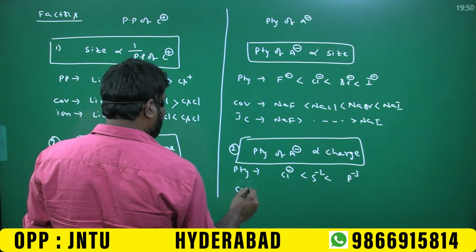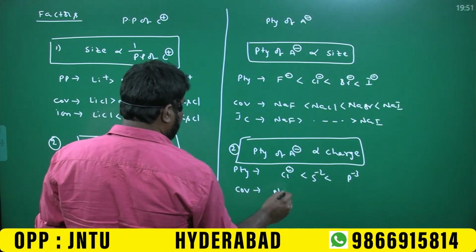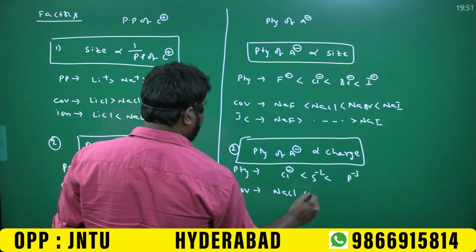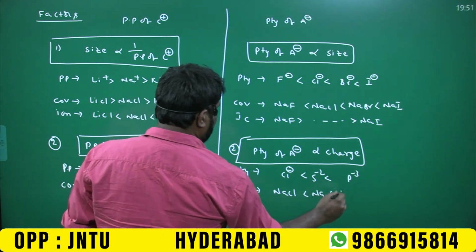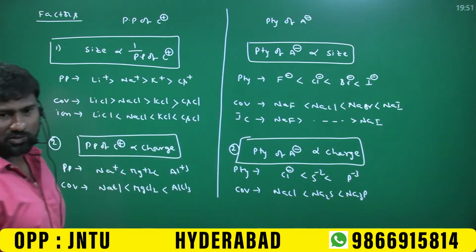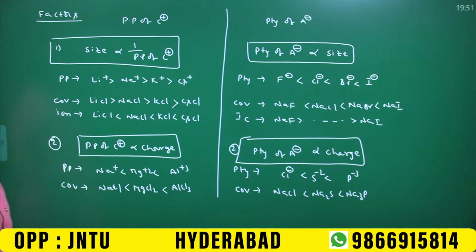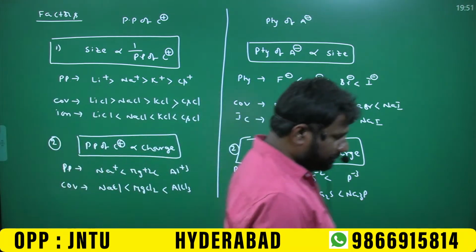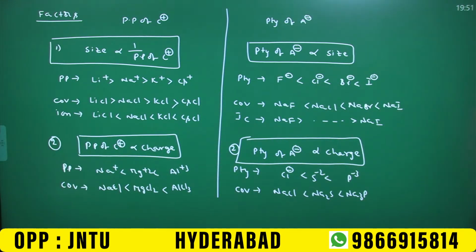So for covalent character, which has more: NaCl, Na2S, Na3P? Sodium phosphide, Na3P, has more covalent character. If you need to find ionic character, NaCl is more. When they ask questions, they ask like this: which of the following is more ionic, which of the following is more covalent. You need to consider the two cases.